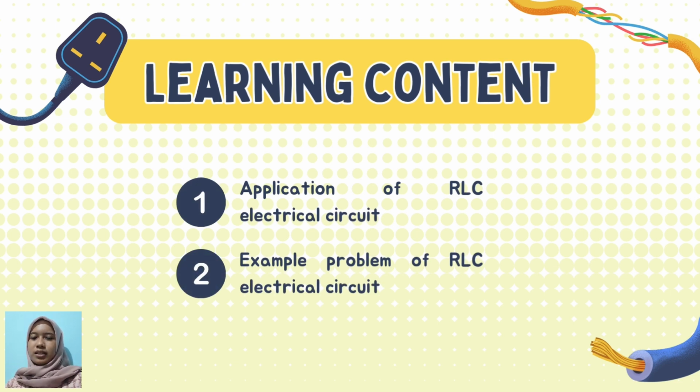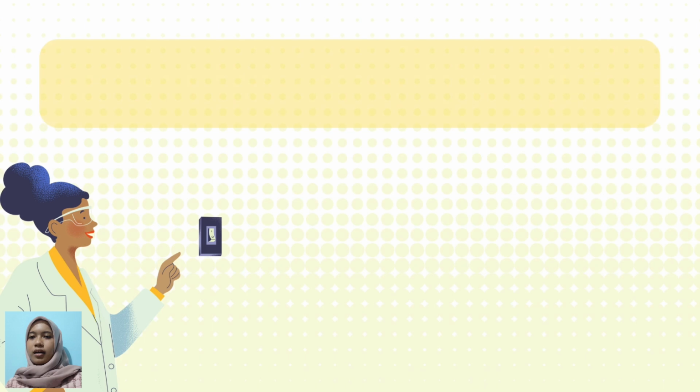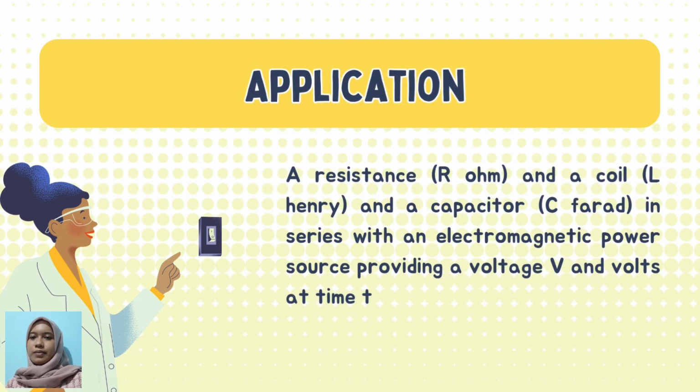In here we will discuss the application of the RLC electrical circuit, and the second is an example problem of the RLC electrical circuit. The first is the application. A resistor R ohm, a coil L Henry, and a capacitor C Farad are in series with an electromagnetic power source providing a voltage V volts at time t.